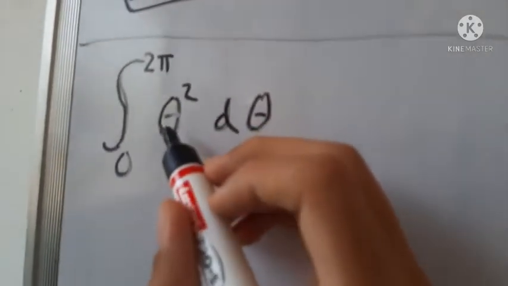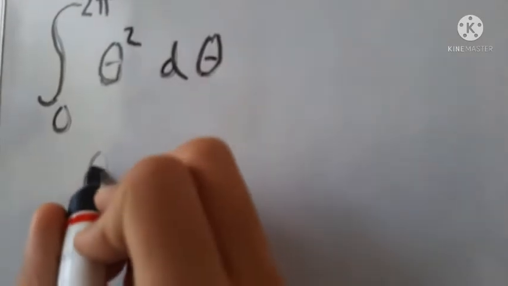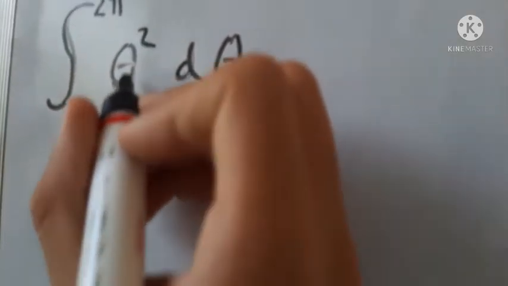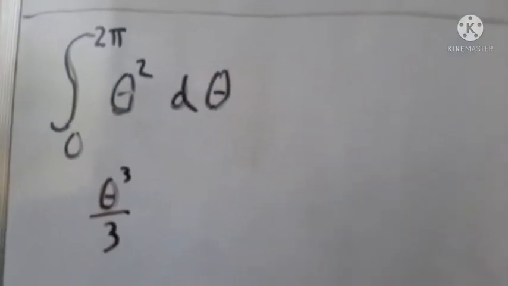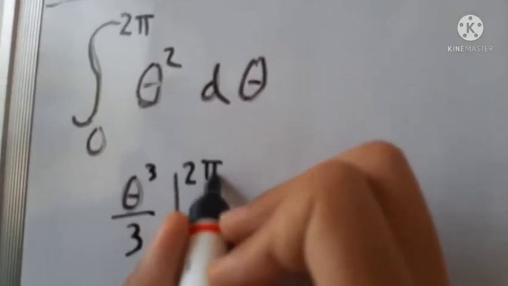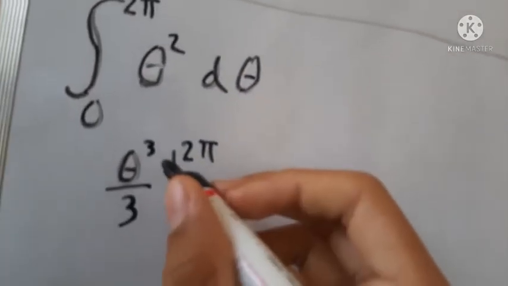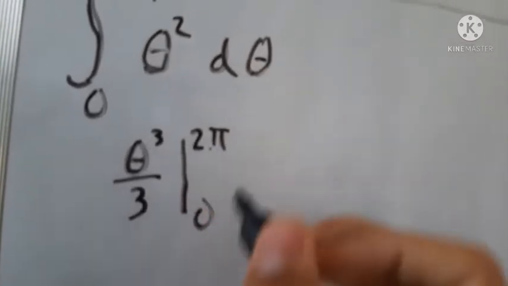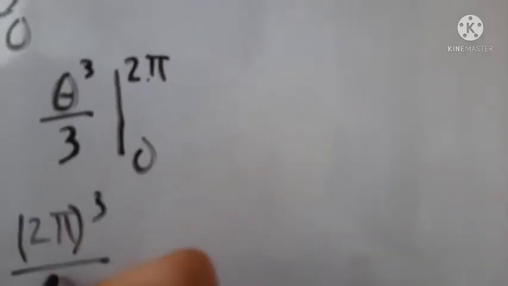So first we'll take the antiderivative of theta squared. You have to ask yourself the integral of what function is theta squared, and that is theta cubed over 3. That is our antiderivative, and then we evaluate it from 0 to 2 pi. That should be quite easy. The lower bound is 0, so that just becomes 0. So we just have to calculate this one, and that is (2 pi) cubed over 3.